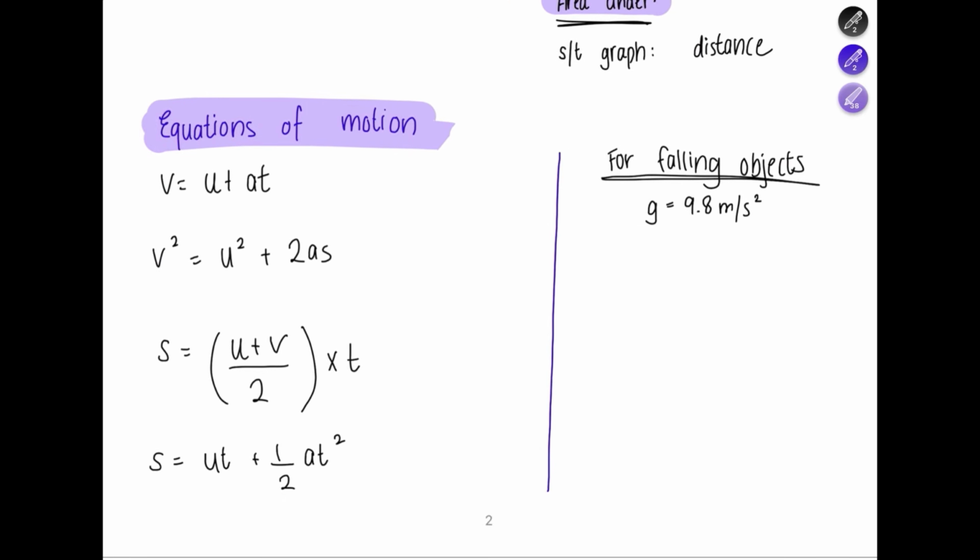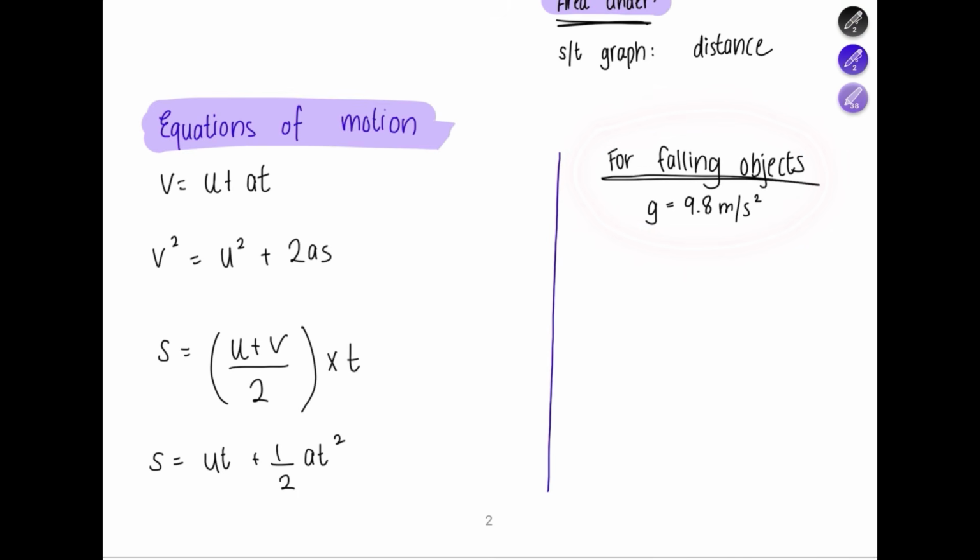Okay, now we have equations of motion. v equals u plus at. v square equals u square plus 2as. These both are for velocity. And then we have s. The s represents displacement. So it could either be u plus v over 2 times t, or s equals ut plus half at square, where u is initial velocity, v is final velocity, s is displacement, t is time, and a is acceleration.